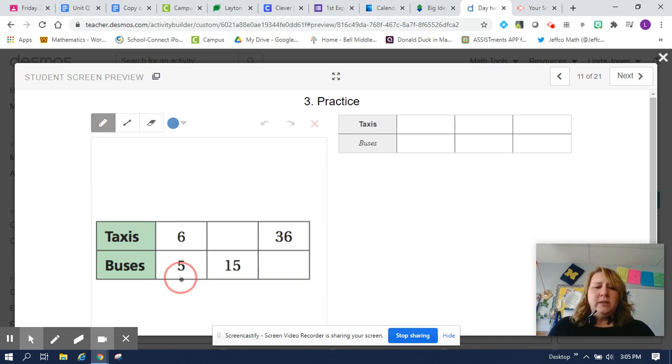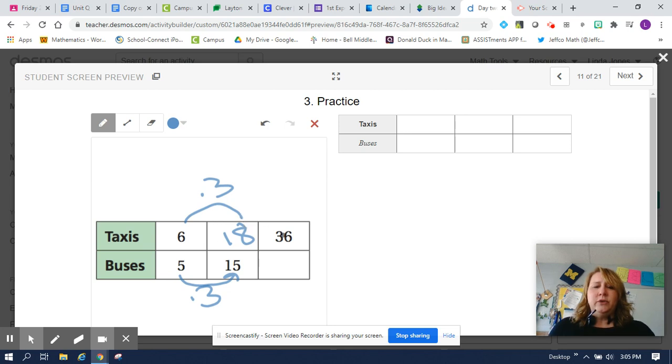What am I doing to get from 5 to 15? I'm multiplying by 3. If I didn't know that, I would say 15 divided by 5 is 3, so 5 times 3 is 15. If I multiplied by 3 there, I'm going to have to multiply by 3 here. 6 times 3 is 18. How do I get to 36?